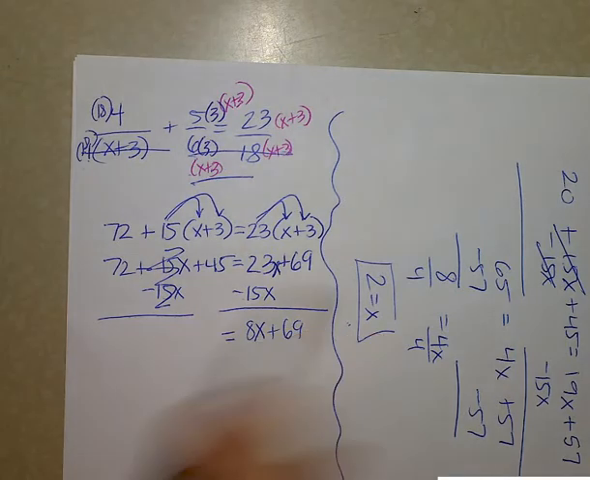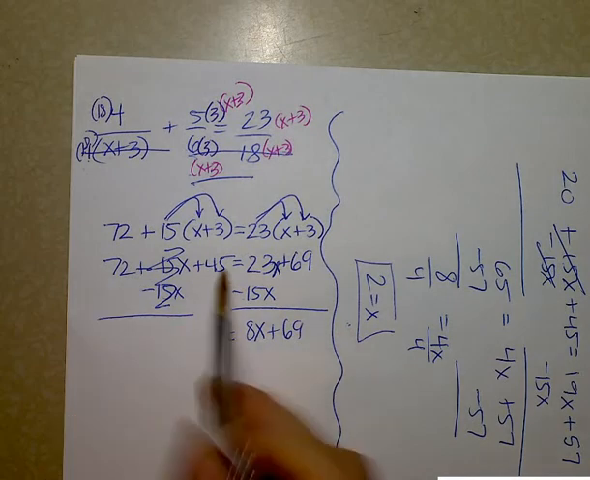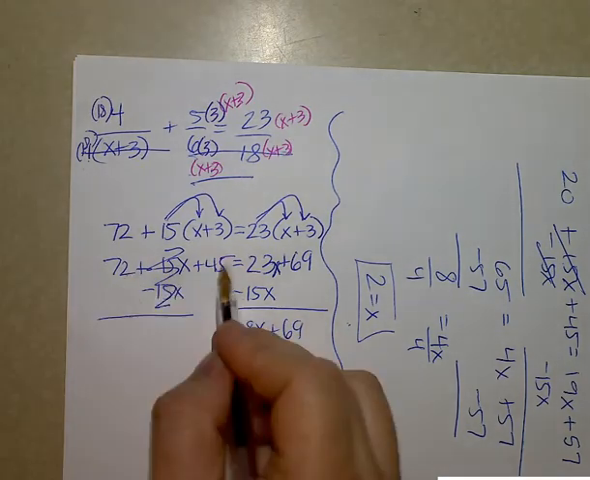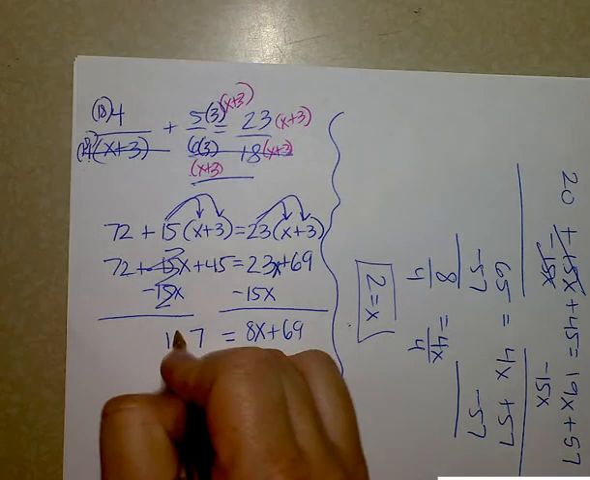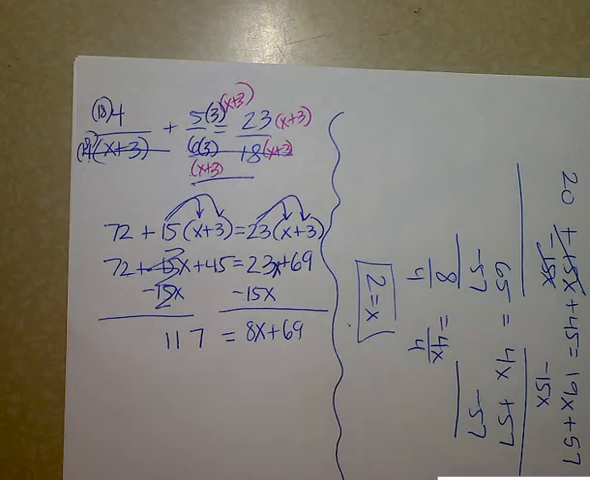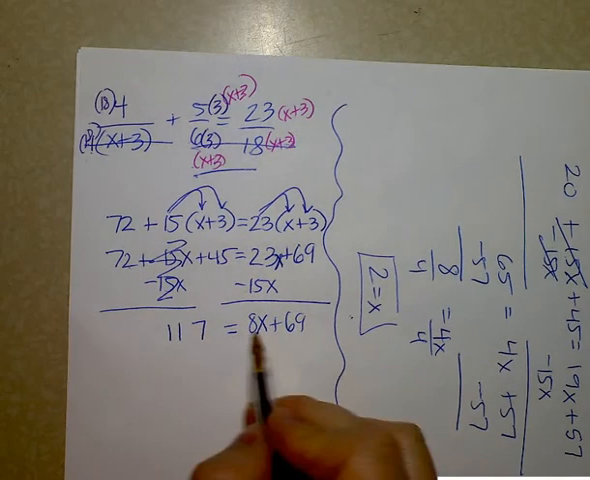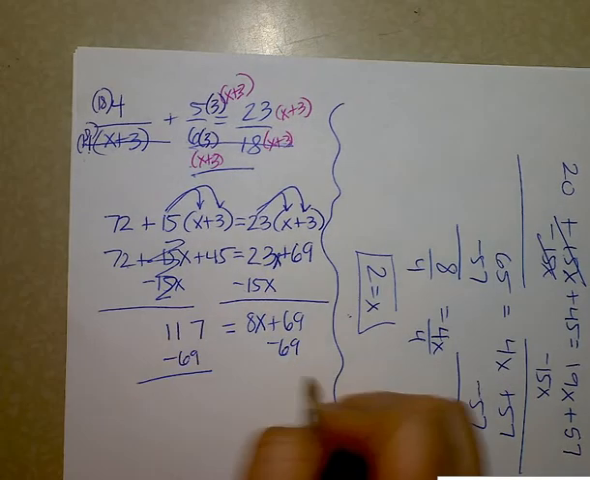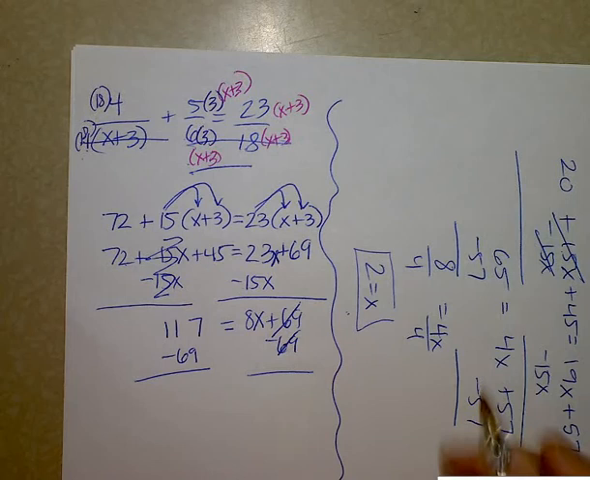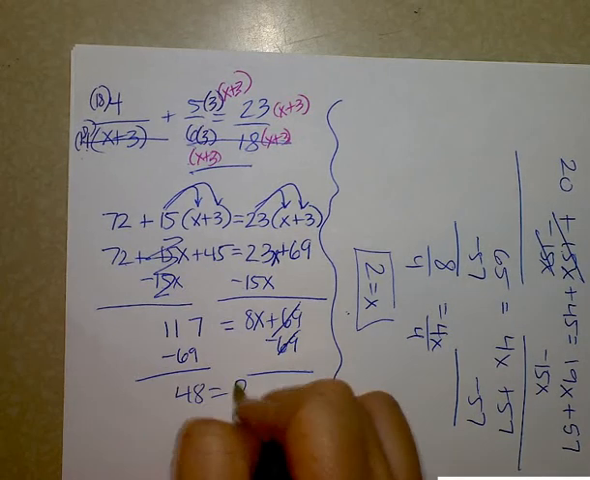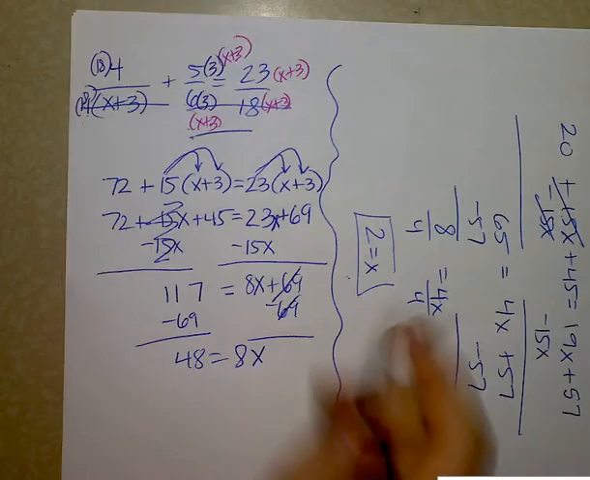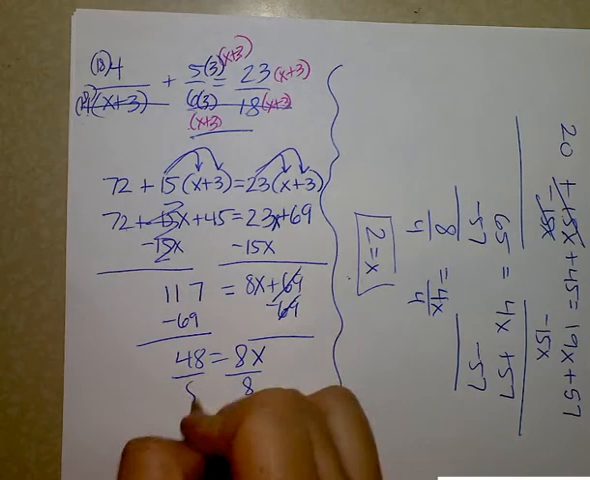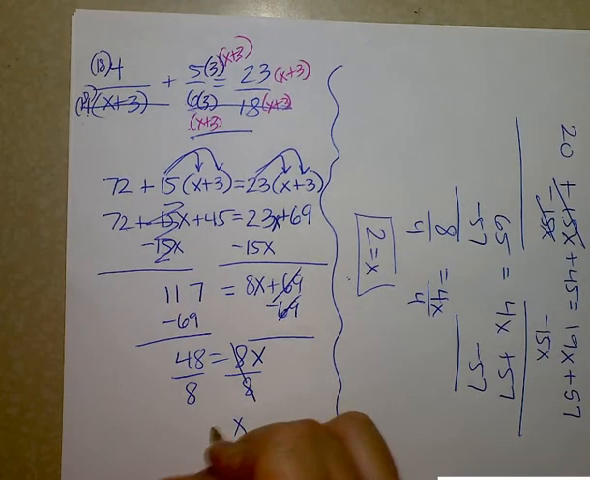Okay, 72 plus 45 is 117. Okay, now to solve for x, I'm going to subtract 69 from both sides. Use a calculator and help me out. What is 117 minus 69? I think it's 48, but can you check? Then divide by 8. x equals 6.